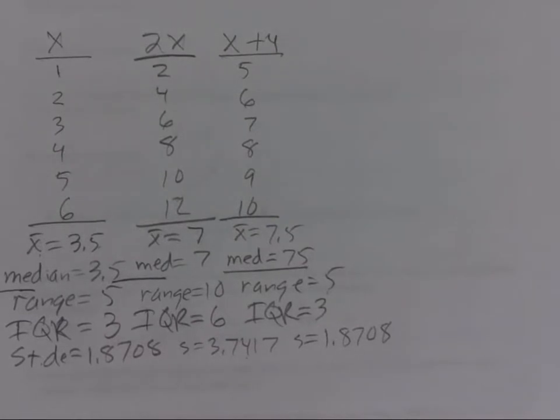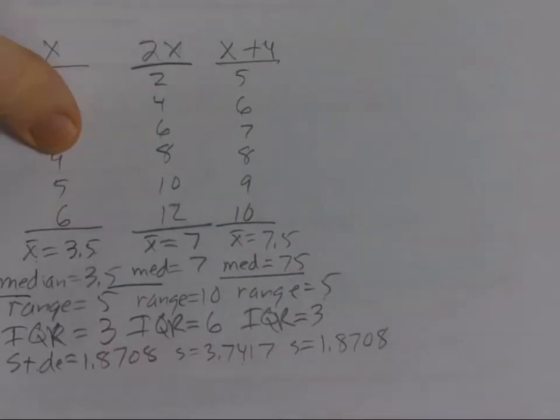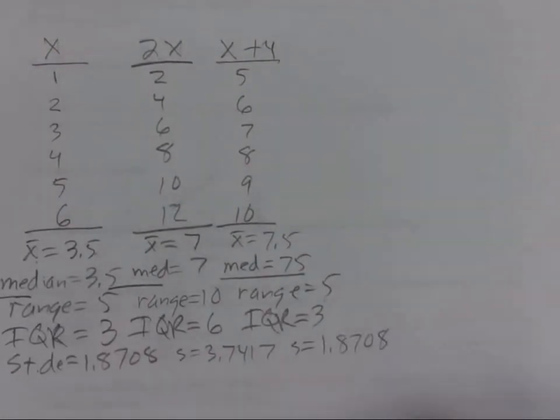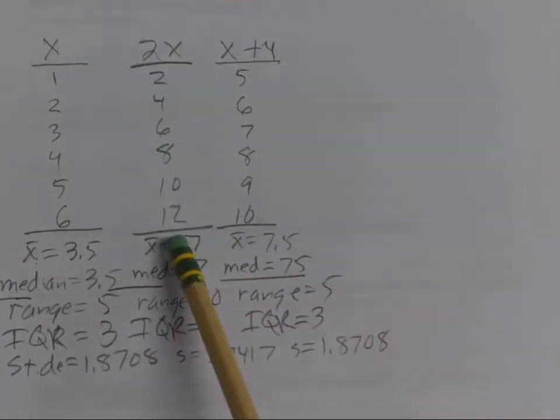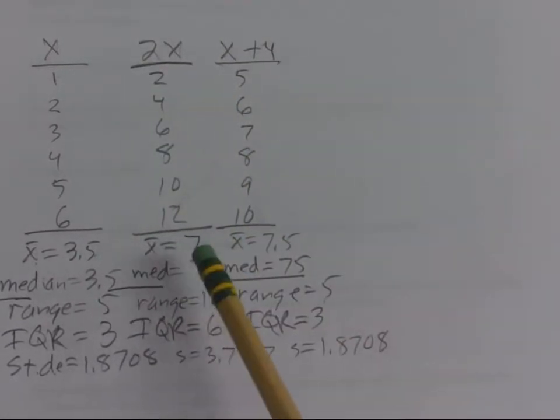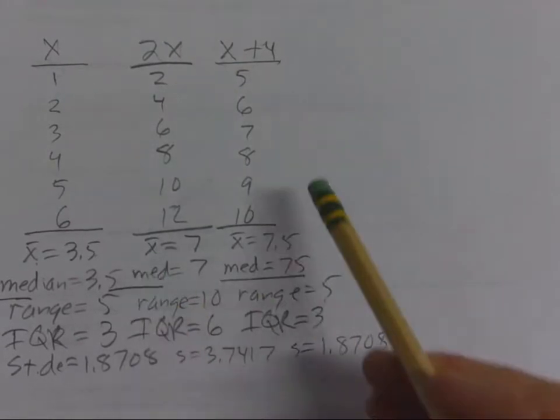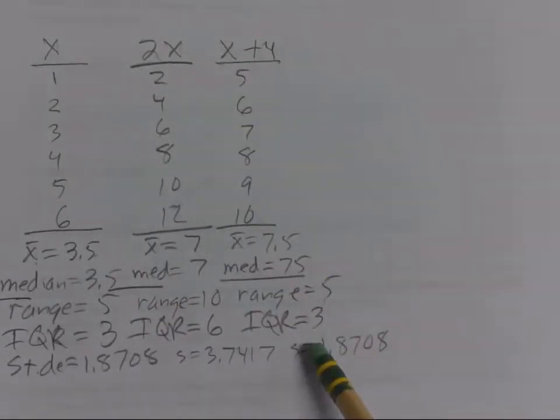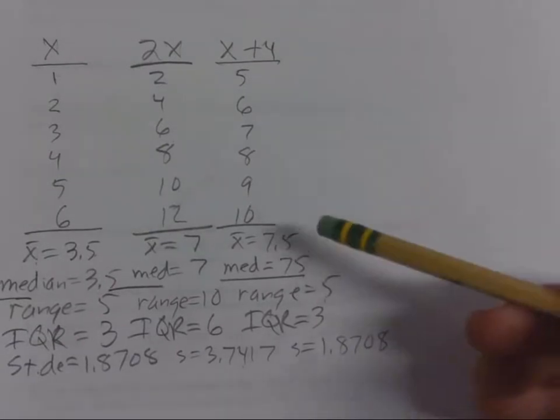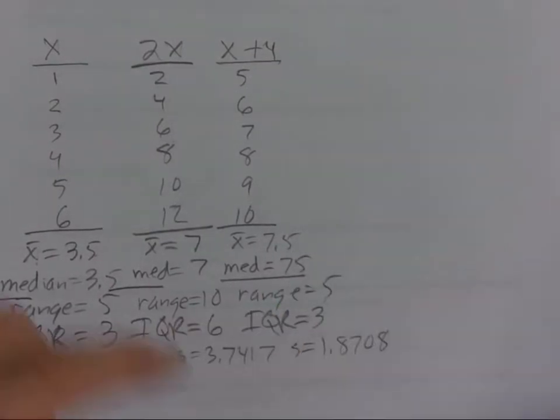So if you think about this, our generality is, if you multiply a distribution by a value, it multiplies all the measures of spread and of center. But if you add or subtract something, then it just affects the measures of center, not the measures of spread.